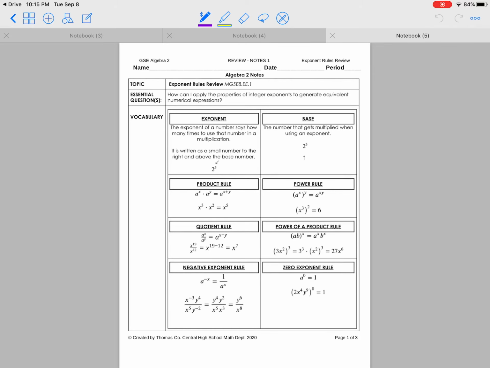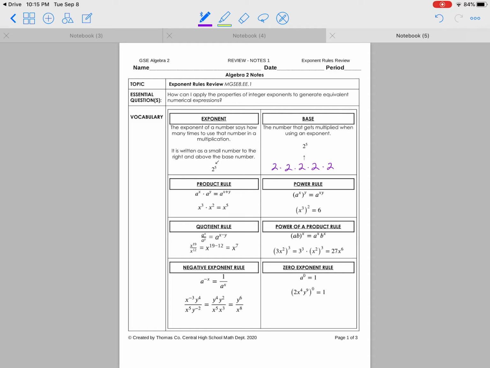So here we have the example 2 to the 5th. 5 is our exponent, and then we have our base. The big number, our base, here would be 2, and that's telling me that I'm going to take that base number 2 and multiply it by itself 5 times. So that would tell me to do 2 times 2 times 2 times 2 times 2, and work that out and I can get an answer.